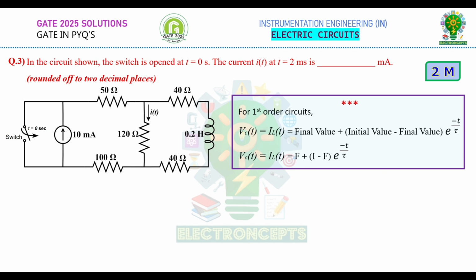We can calculate the value of current flowing through the inductor by using this formula. To calculate the current I of t at t is equal to 2 milliseconds, we need to calculate the final value of current flowing through the inductor, the initial value of current flowing through the inductor, and also the time constant of the circuit. After the switch is open, that is for the time t is equal to 0 plus, by using KCL, we can say that 10 milliamps is equal to I of t plus IL of t.